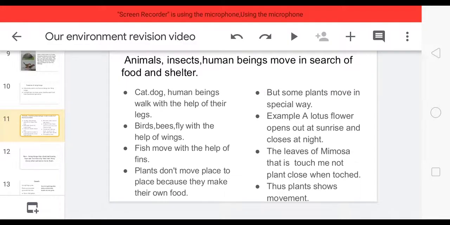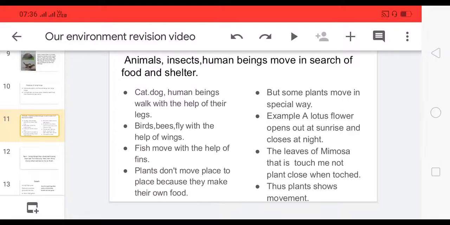Animals like cats, dogs, and human beings walk with the help of their legs in search of food and shelter. Animals like birds and bees move with the help of their wings. Water animals like fish move with the help of fins. And some animals like the horse, cow, and tiger move from one place to another with the help of their legs.